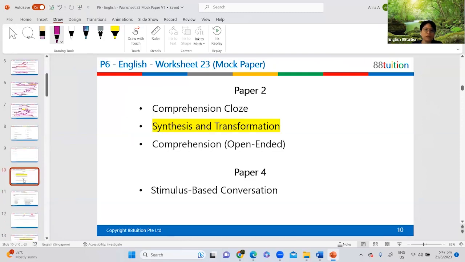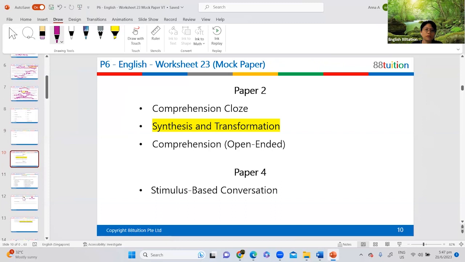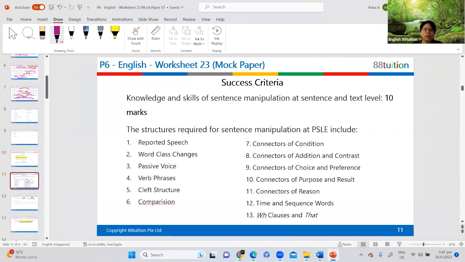This one is synthesis and transformation. There are many types of questions for synthesis and transformation. So what are the questions? You see here, knowledge and skills of a sentence, right? Sentence manipulation at sentence level.